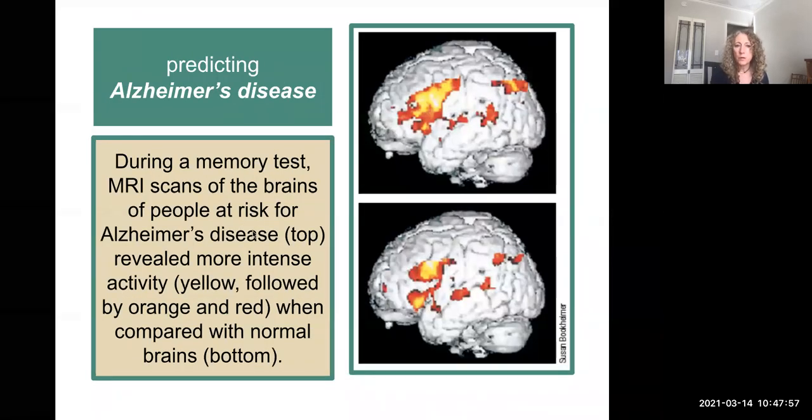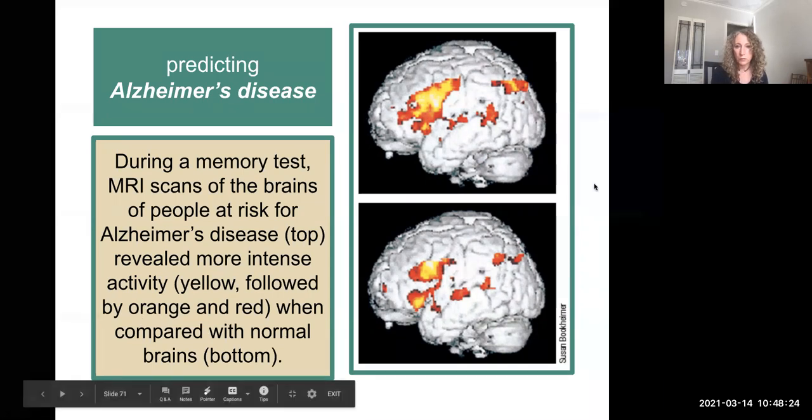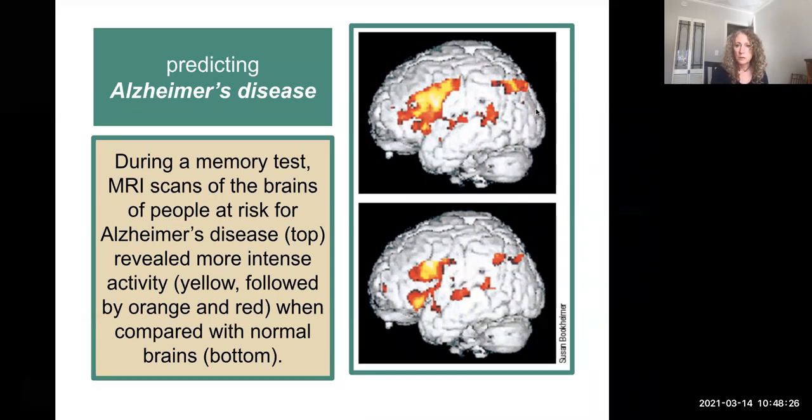So there is some level of prediction through MRI scans. So if you were having an MRI scan early, before you were actually diagnosed with Alzheimer's, if you were showing some of these differences in your brain activity, they might be able to predict. So they said here that there was more intense activity, yellow followed by orange and red, when compared with the normal brain. So there was some level that could predict later on that you might develop Alzheimer's.